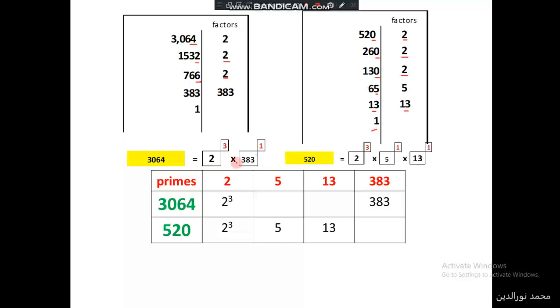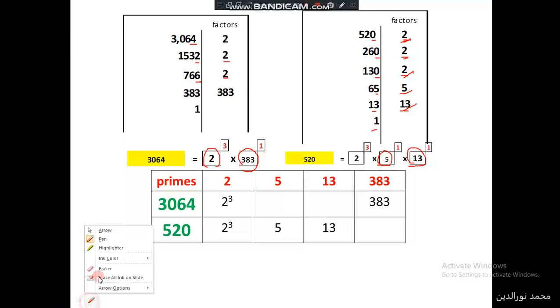And then we write them in this form: 3064 is 2 to the power 3 times 383. 520 is written as 2 to the power 3 times 5 times 13. And then we write in the table the primes. We have 2, 5, 13, 383. We put them in increasing order.